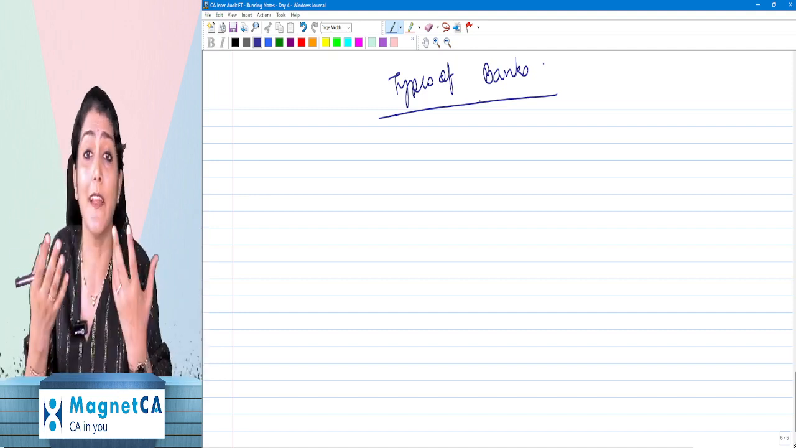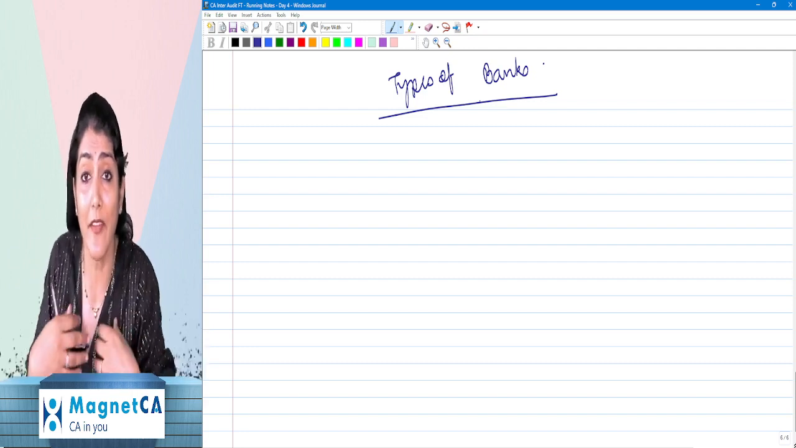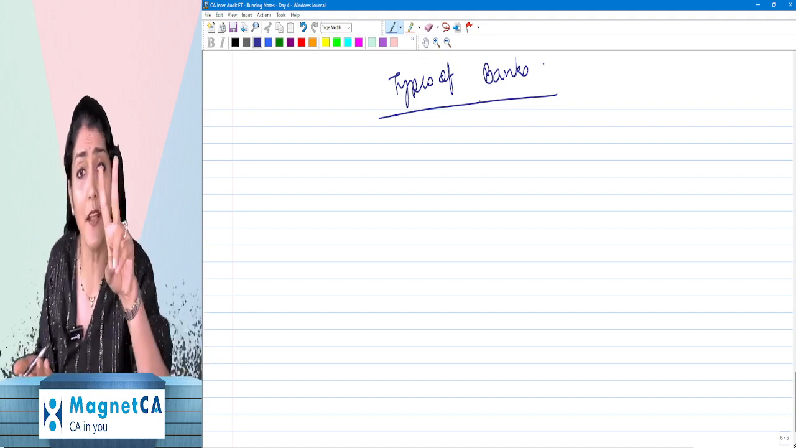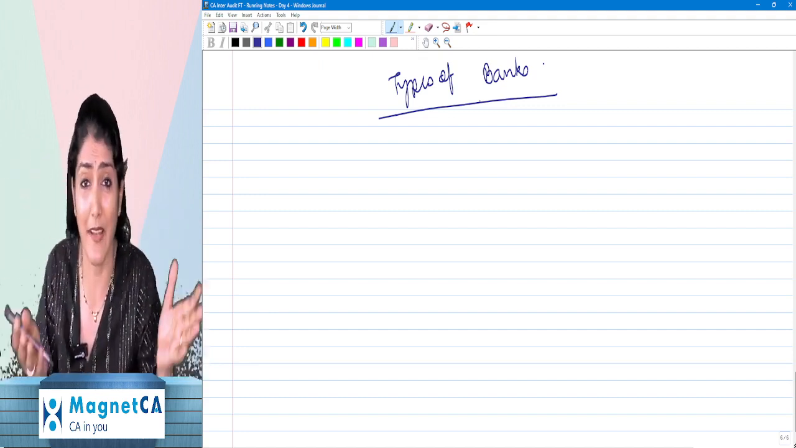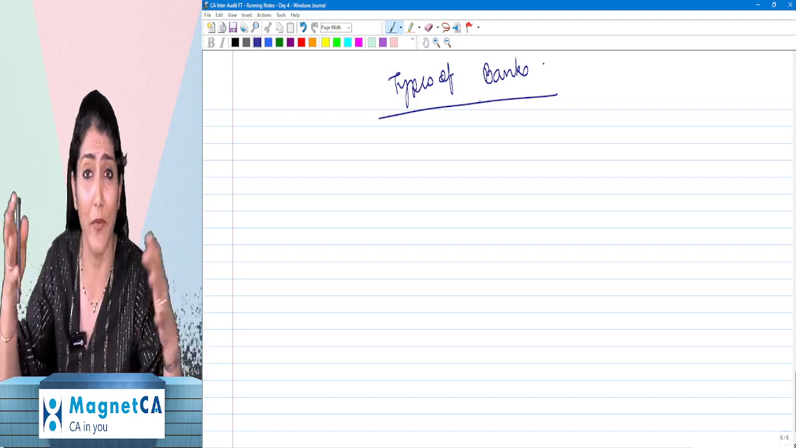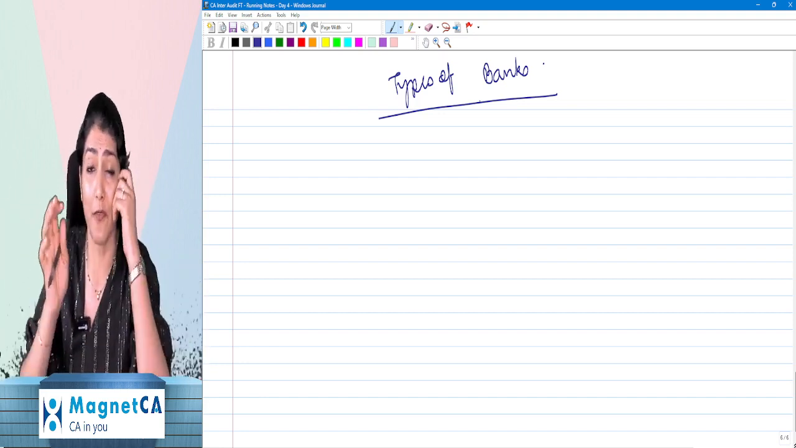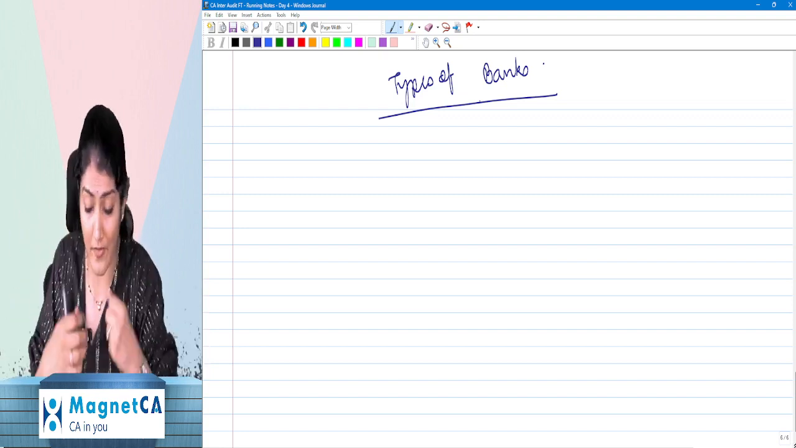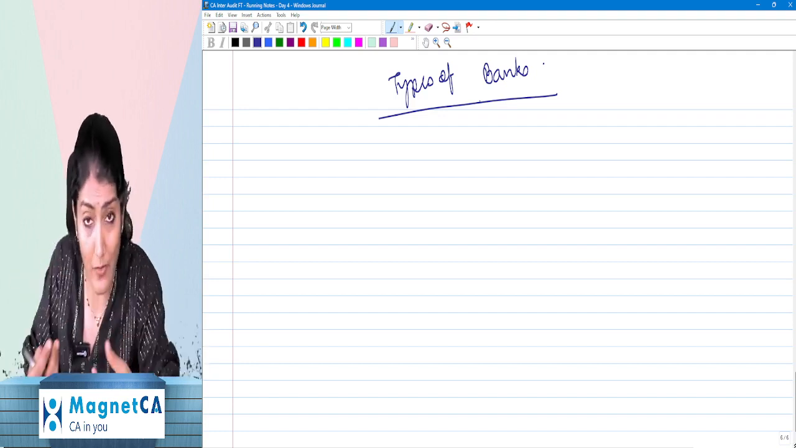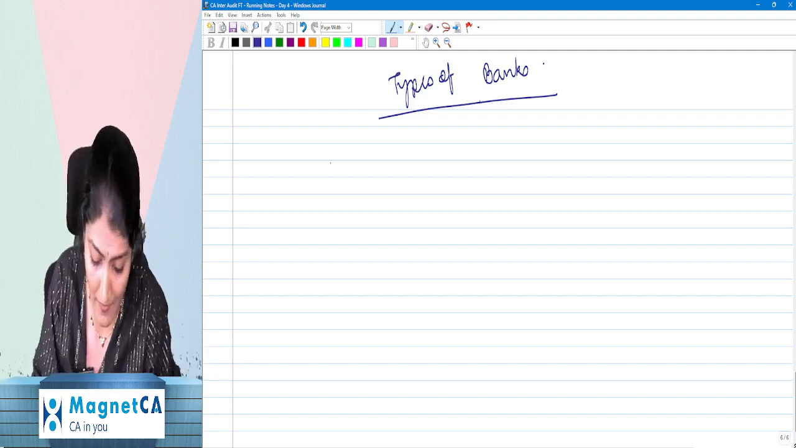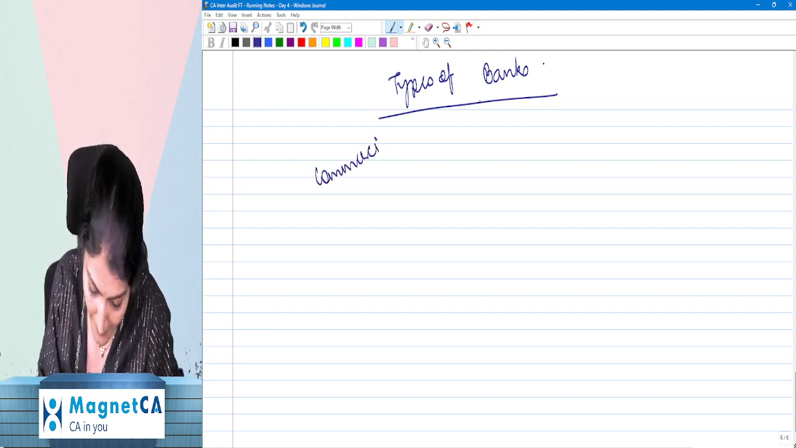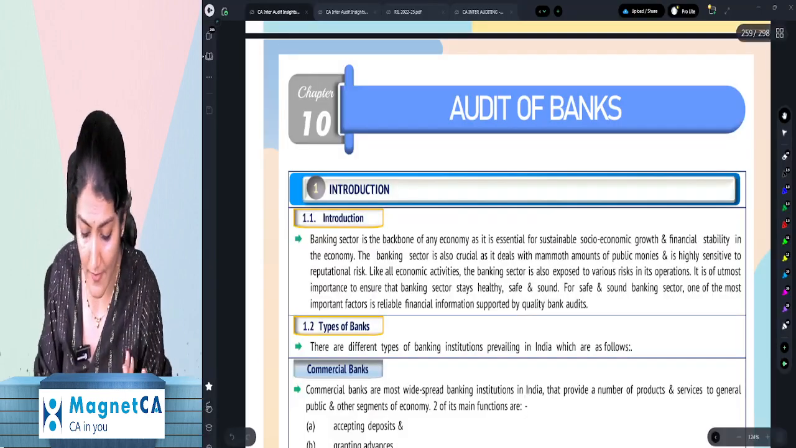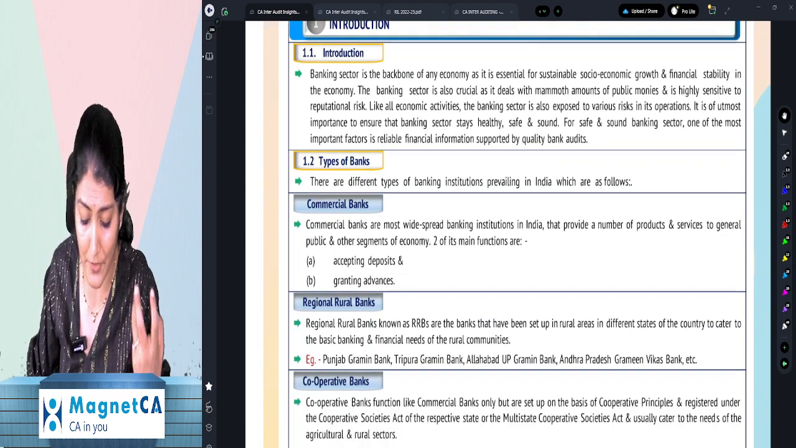I will say I have taken a loan from the bank, but the bank will say that we have given an advance to our customer. There are many other services provided by the bank, like letter of credit, bank guarantee, CC, overdraft and all that. But the main two functions of the bank are accepting deposits and granting advances. The banks which perform these functions are called commercial banks. So the first one is the commercial bank.